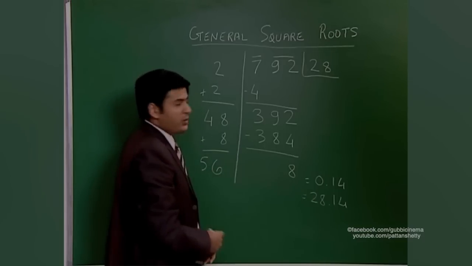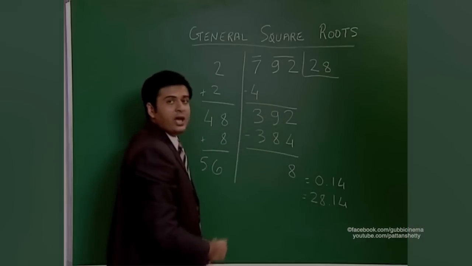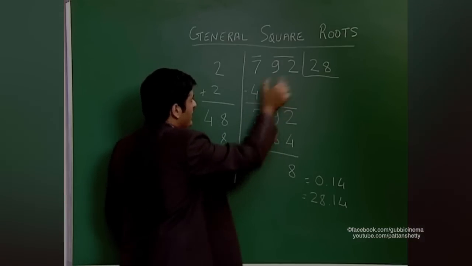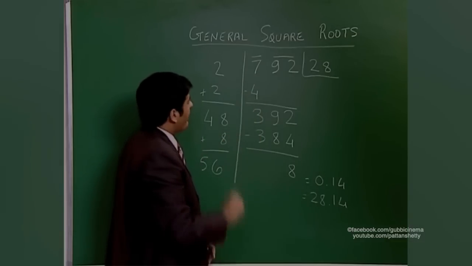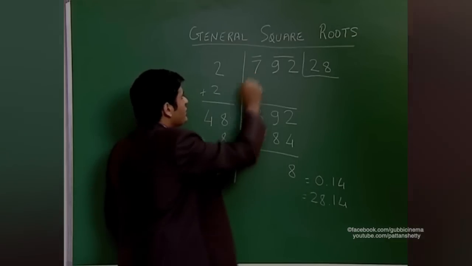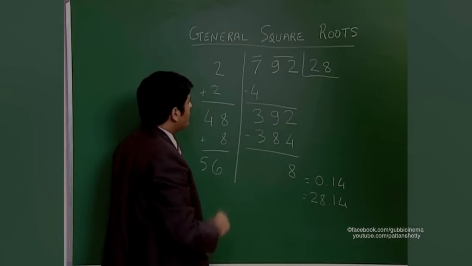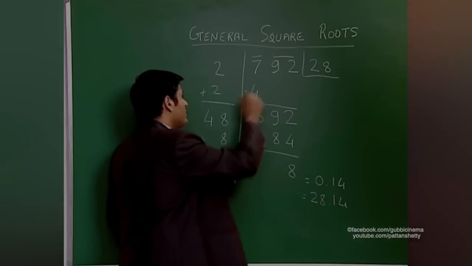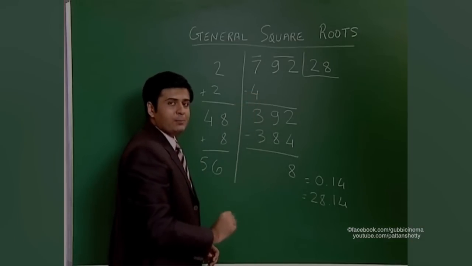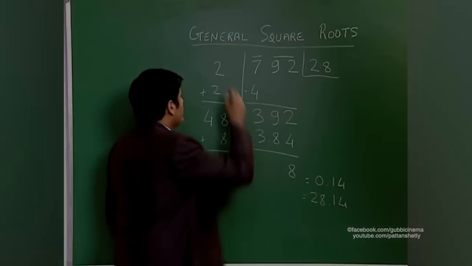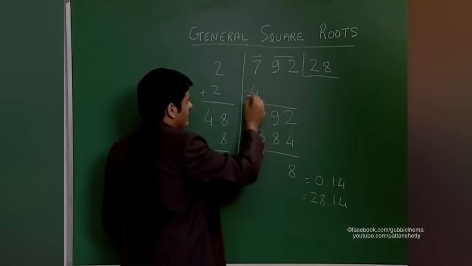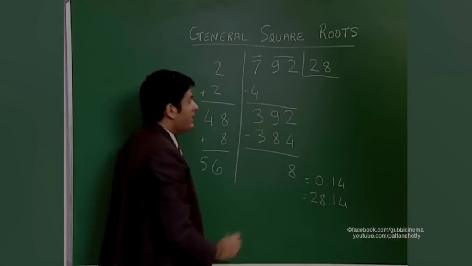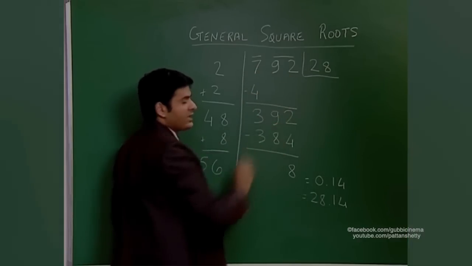I want to find the square root of 792. I begin from the right, this becomes a group and this becomes a group. Now I find out the perfect square immediately smaller to 7. Perfect square immediately smaller to 7 is 4, obtained by multiplying 2 times 2. So 2 times 2 is 4. From 7 I subtract 4, I have 3. 92 comes down as 92.